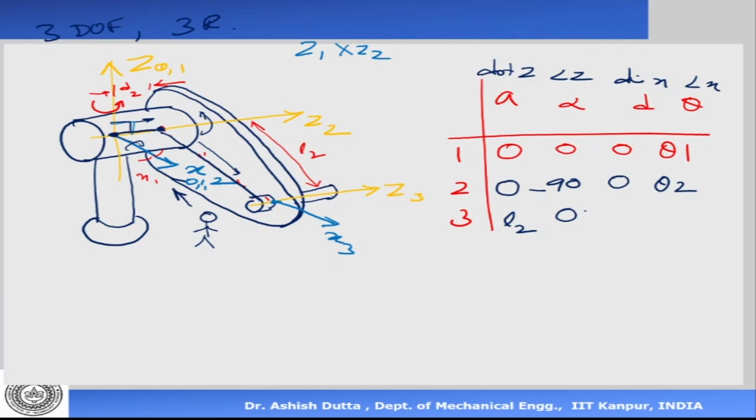Now what is the distance between the x-axis? This small distance is there because x3 is here, along that side, and x2 is here, so there's a distance of d2 here. This is my d2, and the variable is theta 3. So this is my DH parameter table for this manipulator.